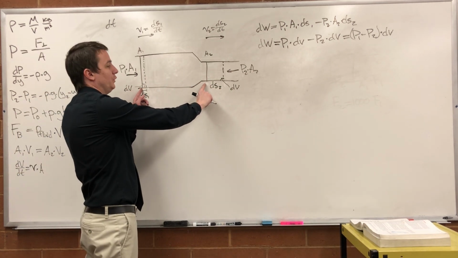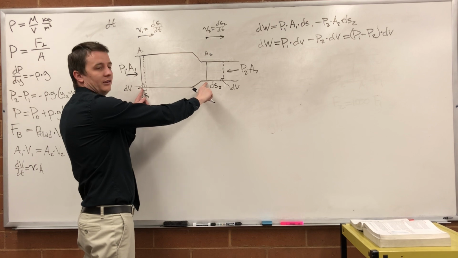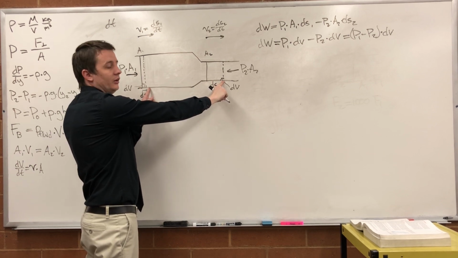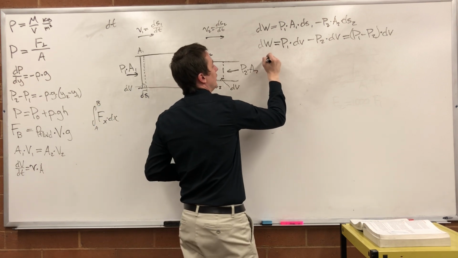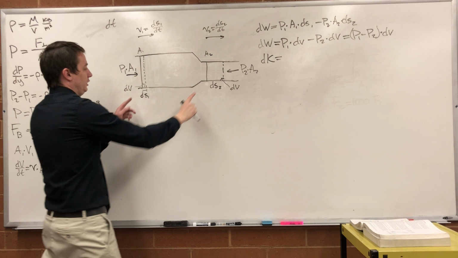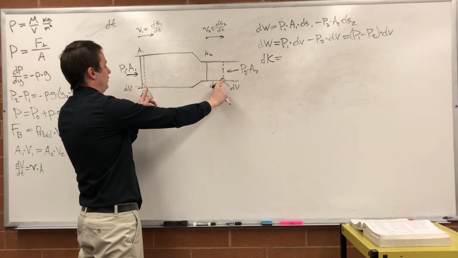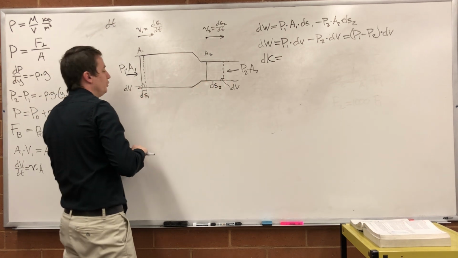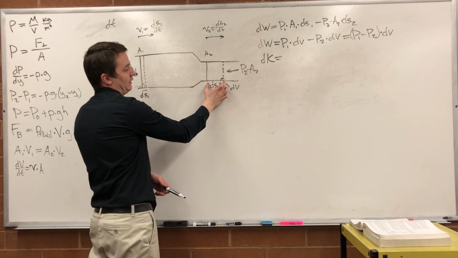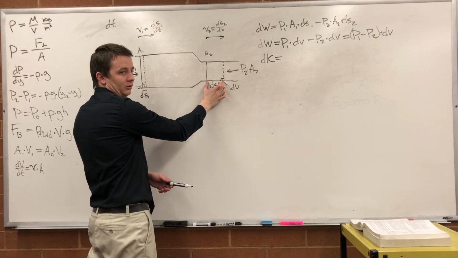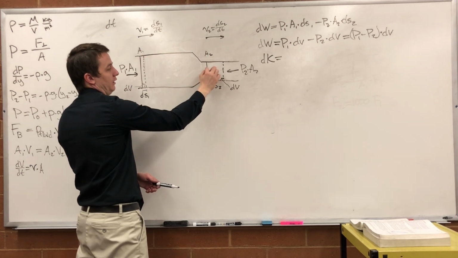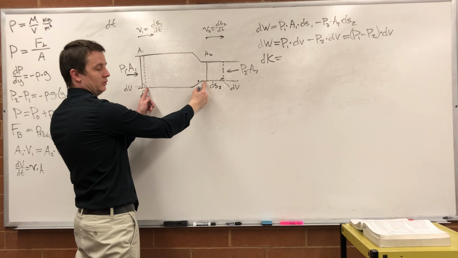So notice as the fluid flows from here to here, when we're looking for our infinitesimal change in kinetic energy, we lose the kinetic energy of whatever this part of the fluid has, and we gain the kinetic energy of whatever this part of the fluid has. Because the kinetic energy of the fluid from here to here remains the same.